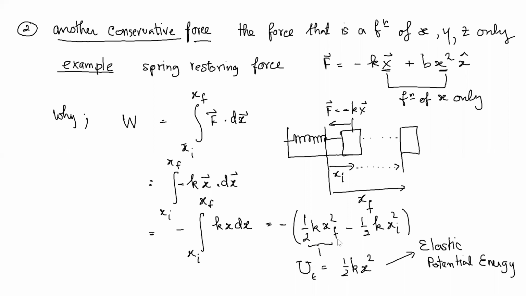And this depends only on the position at the beginning and the position at the end. It is called elastic potential energy, U elastic equals 1/2 kx squared.